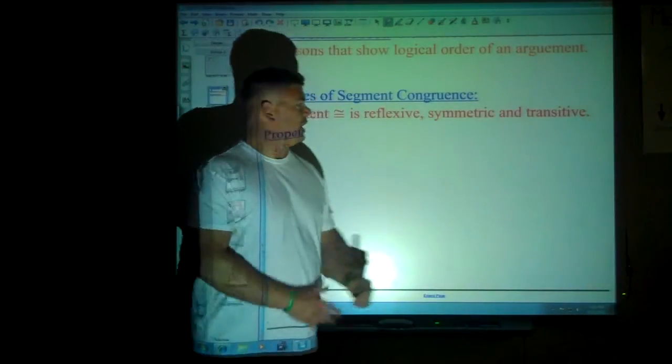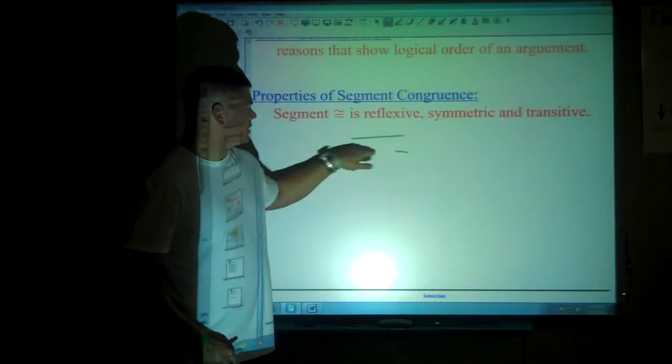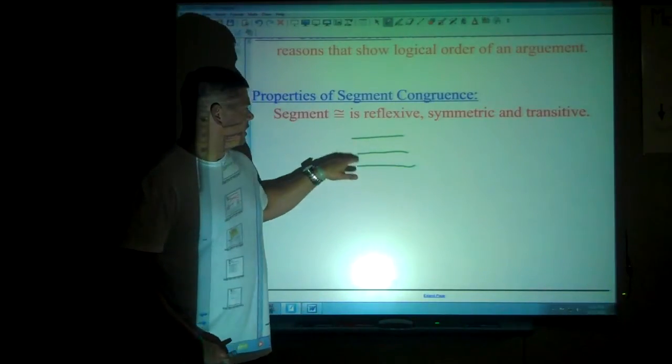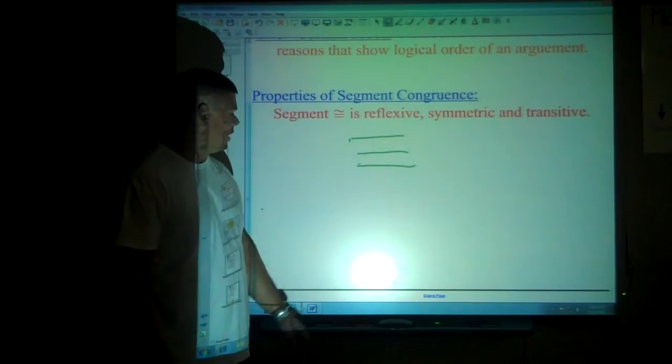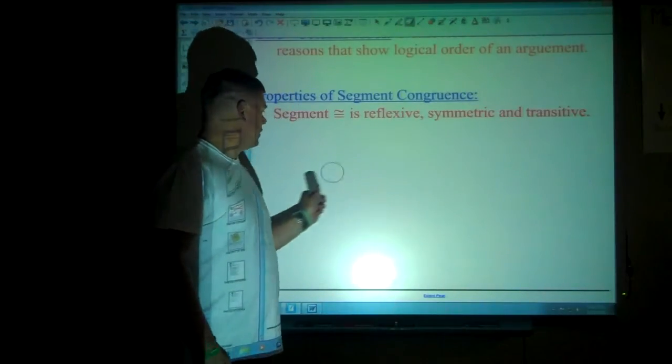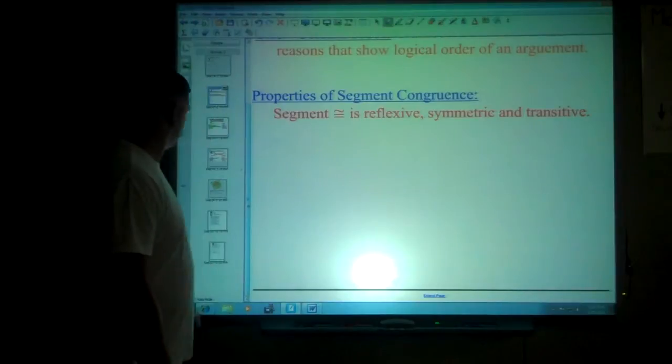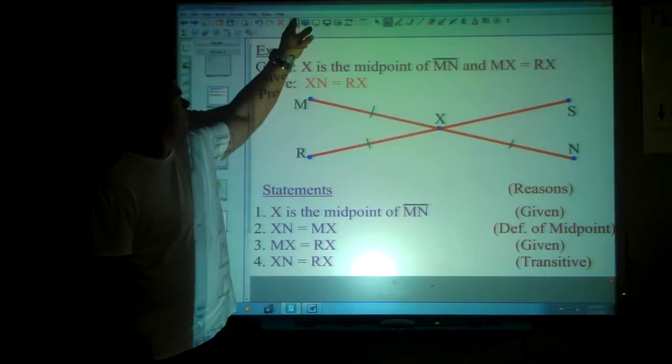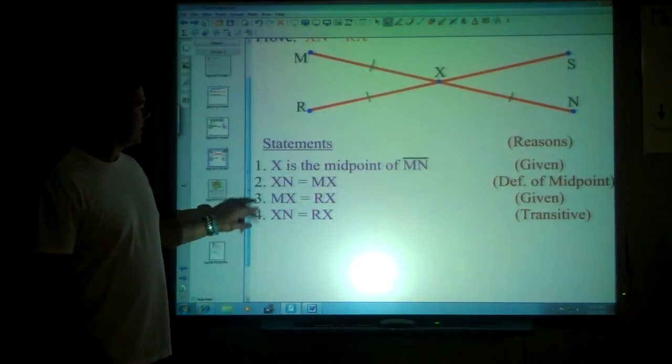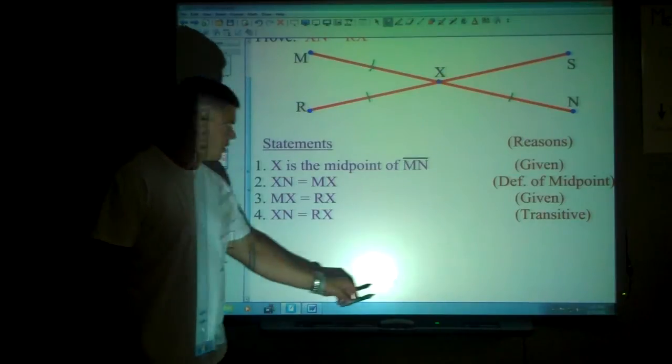Segments are transitive. If one line is congruent to this line, and this line is congruent to this line, then this line is congruent to that third one as well. That's the transitive property for a segment. So we've done what we wanted to do. We've succeeded in stating that XN is the same as RX.